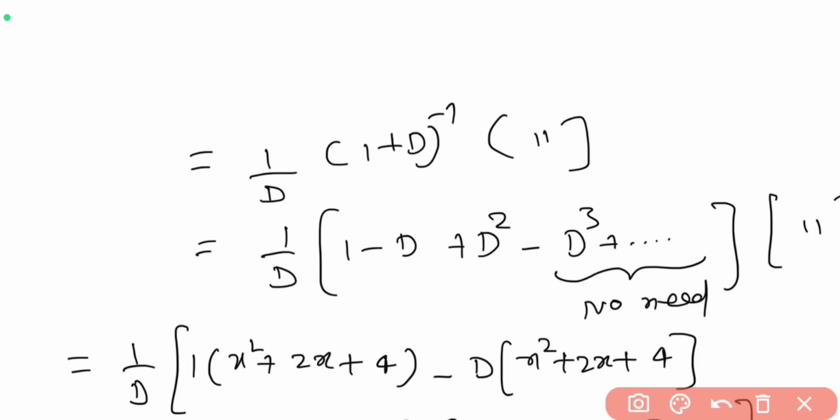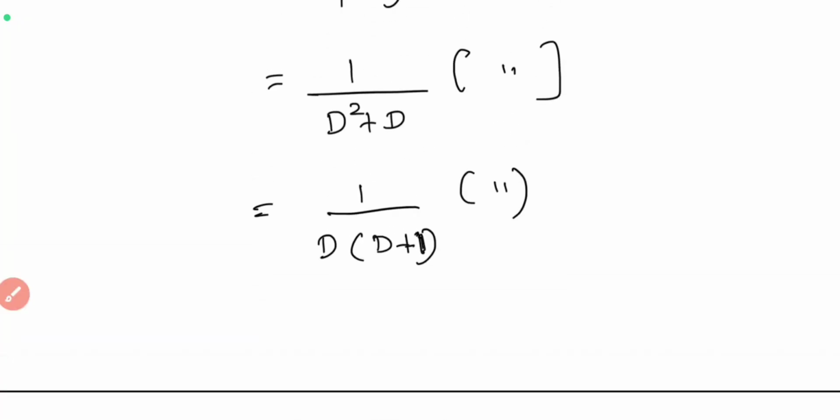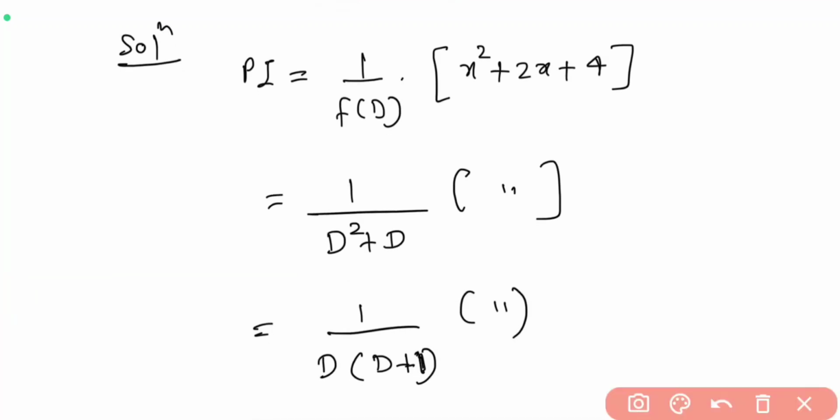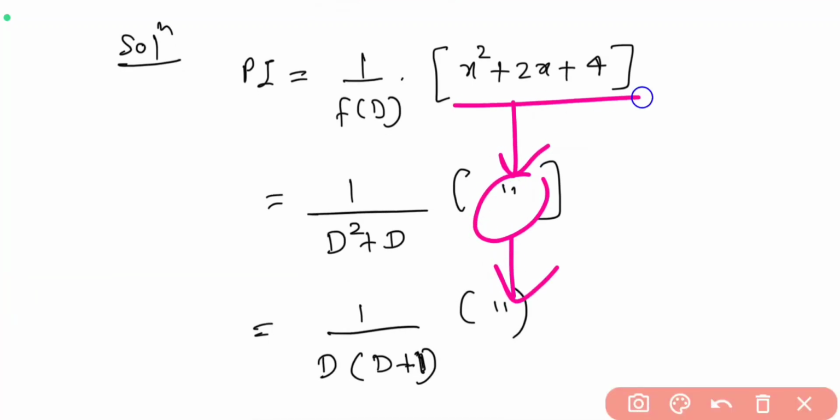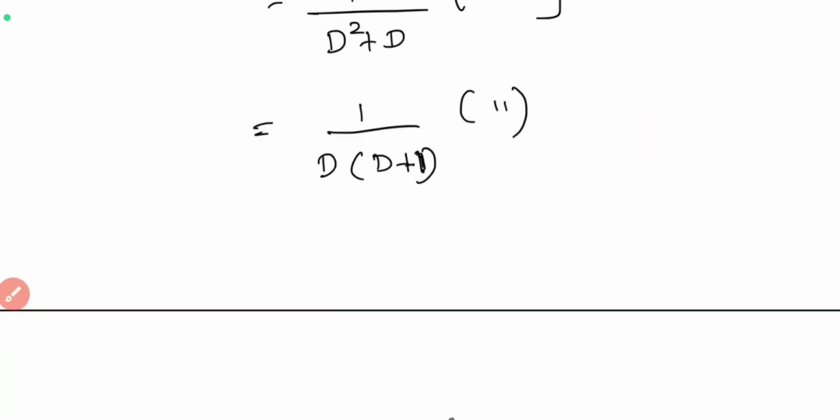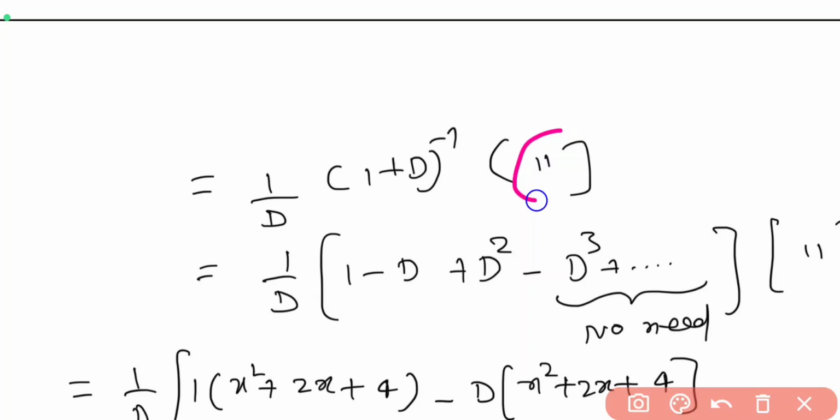because expansion is only for 1 plus x, 1 minus x. So 1 plus d you take up, it became 1 plus d power minus 1. Now here what I am doing, see, I have just copied this here, x square plus 2x plus 4. So here also in this bracket you have x square plus 2x plus 4.